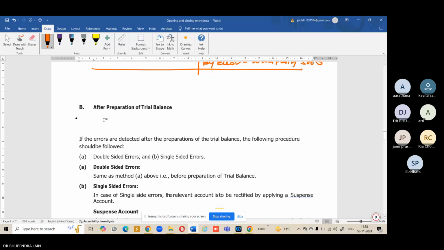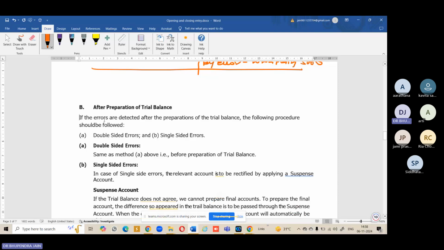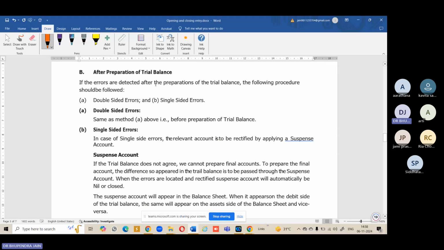Second case. Now the error occurred after preparing the trial balance. If the errors are detected after preparing the trial balance, the following procedure should be followed. Again, with the same types of error, two types of error, double side and single side. In all the three cases, the error may occur in two types. First is single side, second is double side.